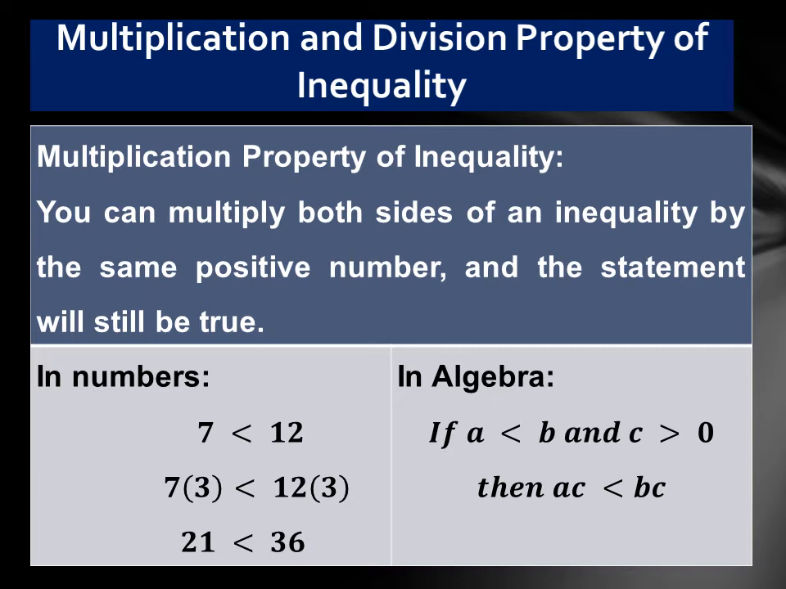But in algebra, if A is less than B and C is greater than 0, then we can apply A times C is less than B times C.